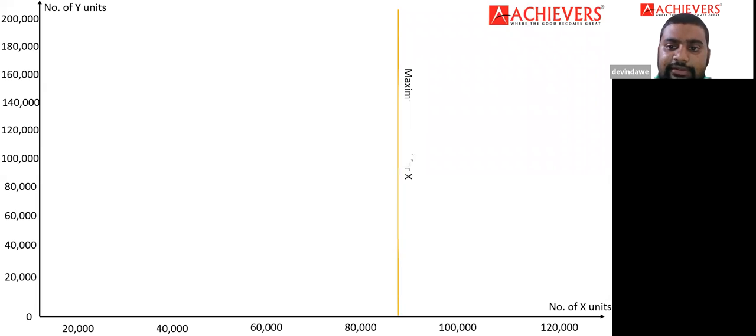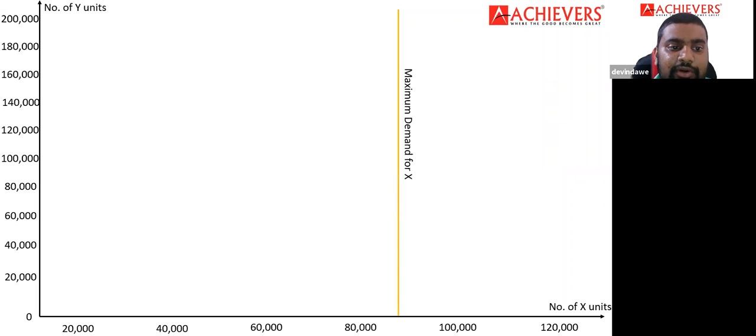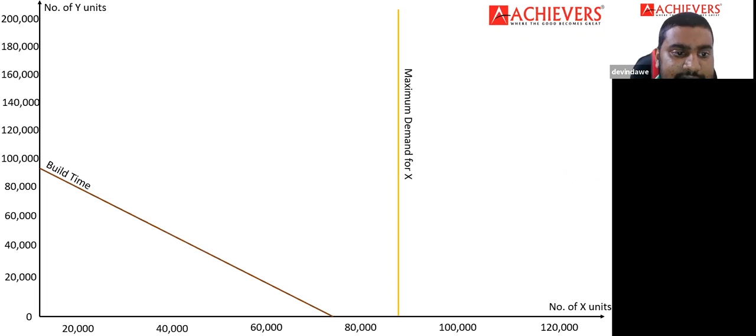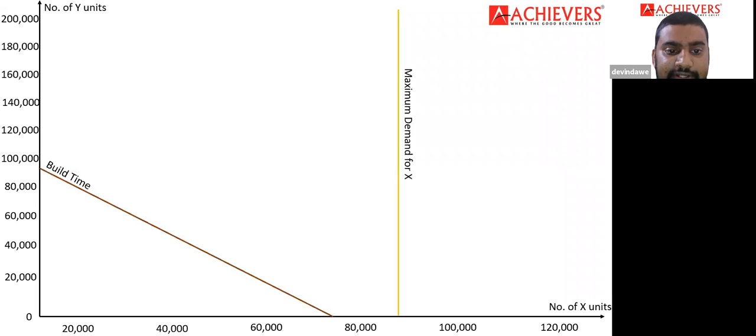So let's see. This is the demand constraint. So the build coordinate was X is 75,000, Y is 90,000. So how do we draw that? Like this. Build constraint. X coordinate at 75,000, Y coordinate at 90,000. Clear? X coordinate at 75,000, Y coordinate at 90,000. Clear? So this is how we draw the constraint for build.